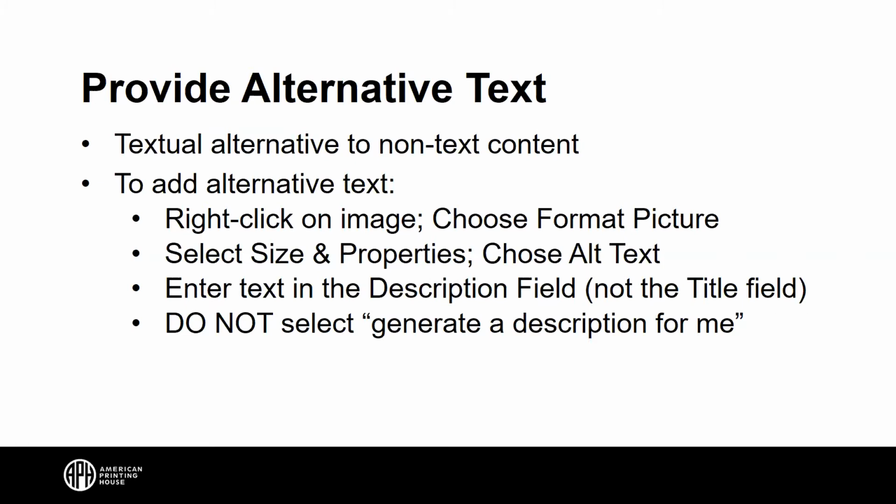There are steps to add alternative text, and we'll go through it. You right-click on the image, choose Format Picture, select Size and Properties, and choose the alt text. Most people have played around with that a little. Here's some good tips though.